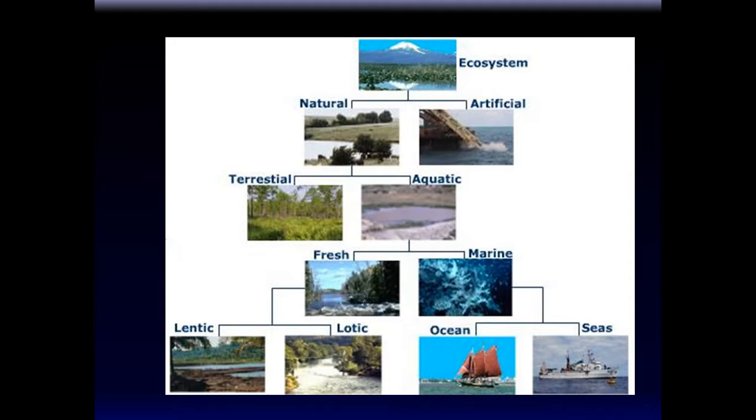But in general, you can divide ecosystems into terrestrial and aquatic. And among aquatic, freshwater ecosystems and marine, which is another name for saltwater ecosystems. And there are different types of freshwater and saltwater. But the big picture is, in general, you can divide ecosystems and environments into terrestrial and aquatic.